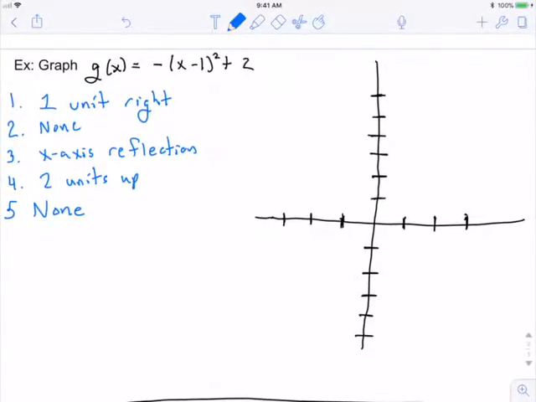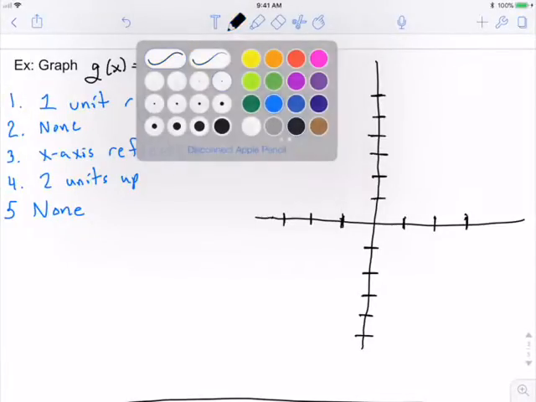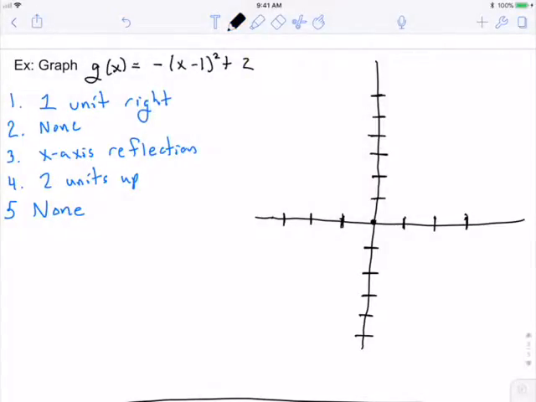So now we'll take these and we'll do them in this order, and we'll come up with the correct transformation of our original parent function, f of x is equal to x squared. And we'll do this in a couple steps here. So let's start by marking down our parent function.